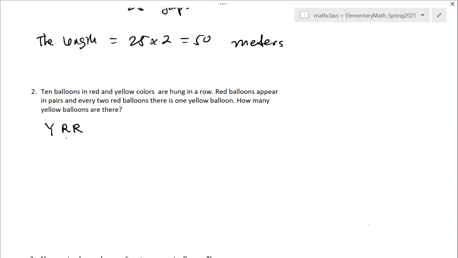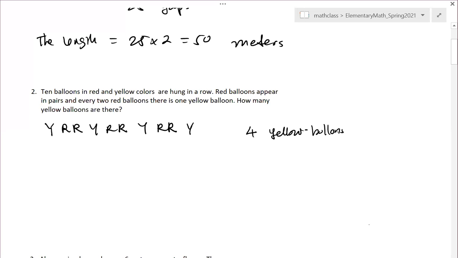So yellow balloon must be in pair. Red balloons must be in pair. Then yellow, right? And then you already have a 9 here, so it's yellow. So total is 4 yellow, okay?